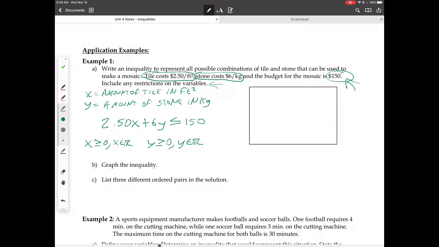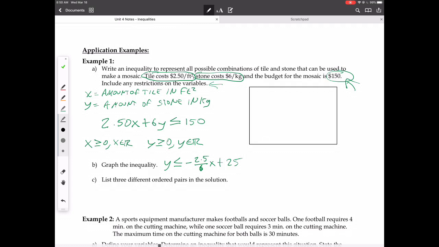When I'm graphing the inequality, I'm going to isolate my Y. When I isolate my Y, I'm going to move everything over and say that I have Y has to be less than or equal to negative 2.5 over 6x plus 25. When I'm graphing in my calculator, I can go ahead, graph out y is equal to negative 2.5 over 6x plus 25, and I'll see that, oh, well, my window settings don't quite work again, so I'm going to have to adjust my window settings.